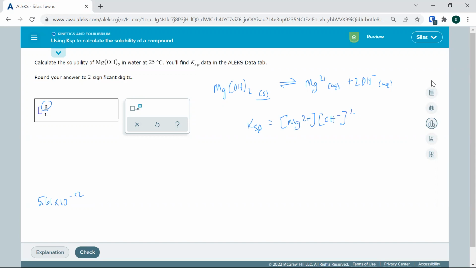Now, how can we do this? We're going to assume there's no products. We're not adding it to a solution that has some of these ions already, which we'll look at later. There'll be a video on that as well. So we have 0. Let's make an ice table. We start with 0. We're not going to include our solids. We're going to add X, and we're going to add 2X. And now I can set my KSP equal to this.